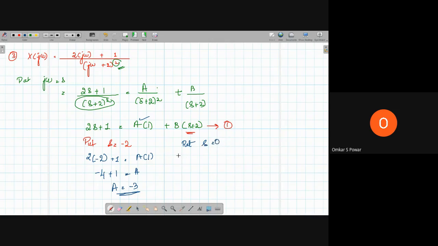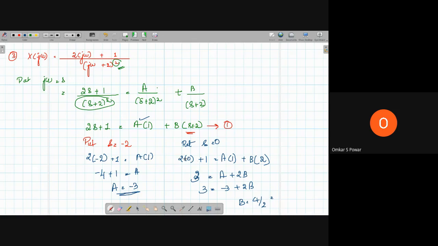So what we will get? 2 into 0 plus 1 is equal to a into 1 plus b into 0 plus 2 is 2. So 2 plus 1 is 3. So a plus 2b. So what is the value of a? Minus 3. 3 plus 2b. So your value of b will be equal to 4 by 2.